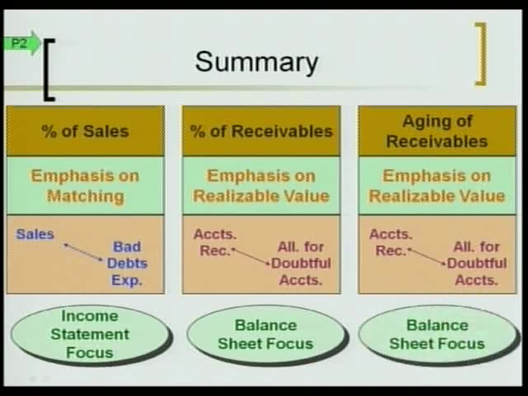The percentage of sales method has an income statement focus, right? That makes sense because we're taking the percentage times sales, which is an income statement account. Its emphasis is on matching that sales to the expense. Now, the percentage of receivable methods, whether it be the percentage of total receivables or the aging, have more of a balance sheet focus, where we're really looking at that AR balance, right?